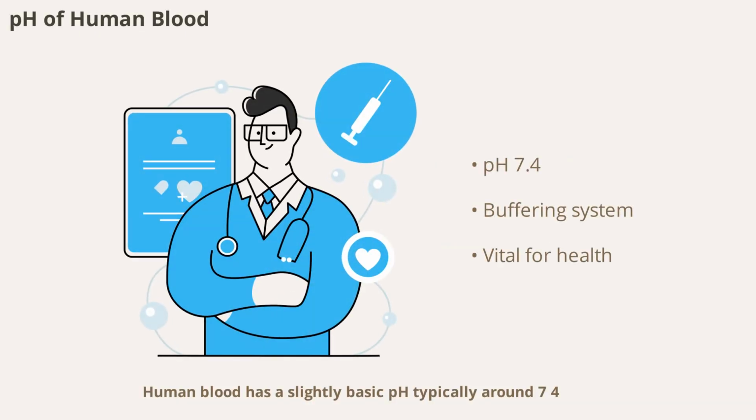Human blood has a slightly basic pH, typically around 7.4. This narrow range is vital for our survival, as even small changes can disrupt bodily functions. The body has natural mechanisms to keep blood pH stable, such as the buffering system. This balance ensures that enzymes and cells work efficiently, keeping us healthy and active.